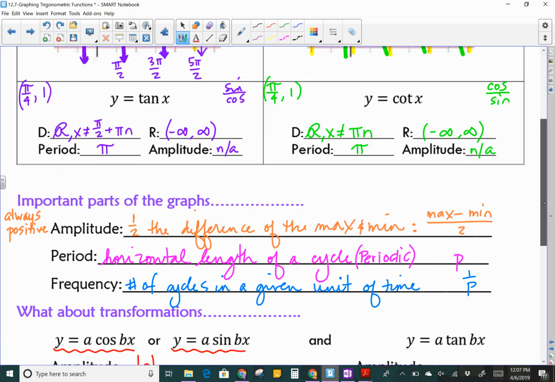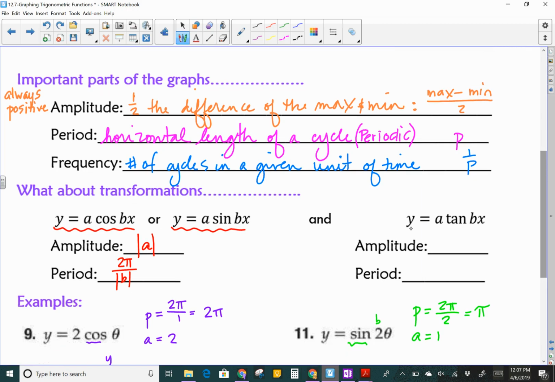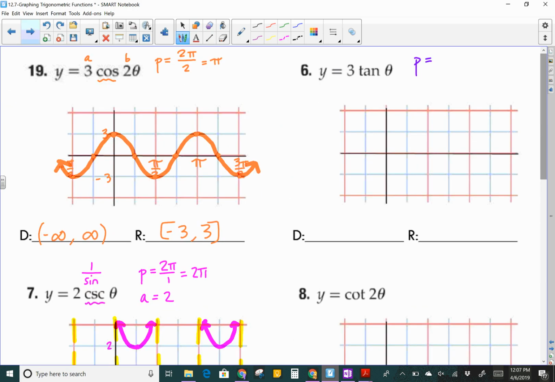This right here. Okay, so in my tangent function, I still have y equals a times the tangent or cotangent. Amplitude, remember, we don't have an amplitude, so there is none, but the period is pi over b, because as we just saw when we graphed it, the period of your parent tangent function is pi, not 2 pi. So if I'm doing y equals 3 times the tangent of theta, it's pi over 1, which of course is pi, and my a value is 3.